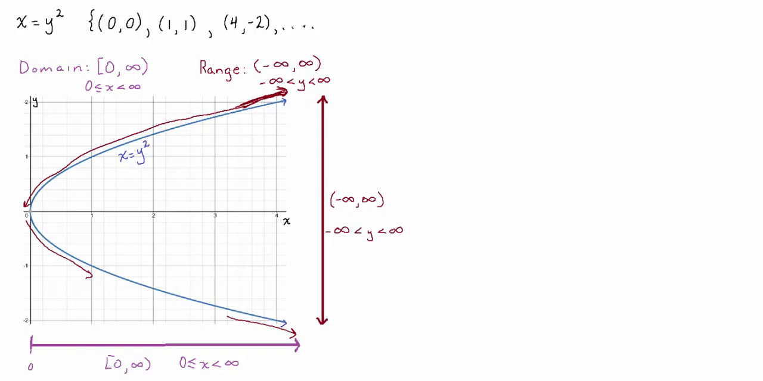So now you've seen a couple examples of how a graph or an equation defines a relation and how you might think of domain and range in those contexts.